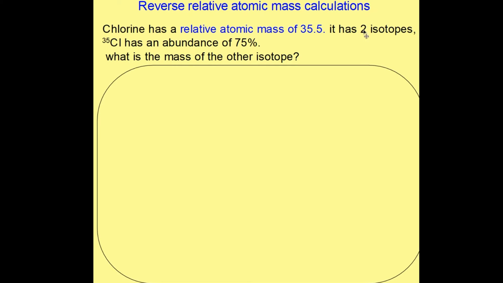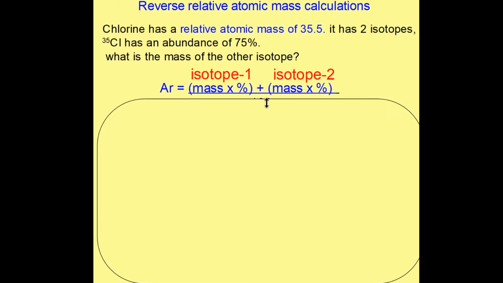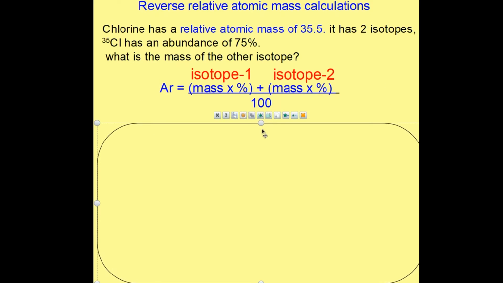It's got two isotopes. That's quite key that we know the number of isotopes. And we know that chlorine 35 has an abundance of 25%. So from that information, we can work out what is the mass of the other isotope. Now, seeing as it's only got two isotopes, we can just use that equation for AR.